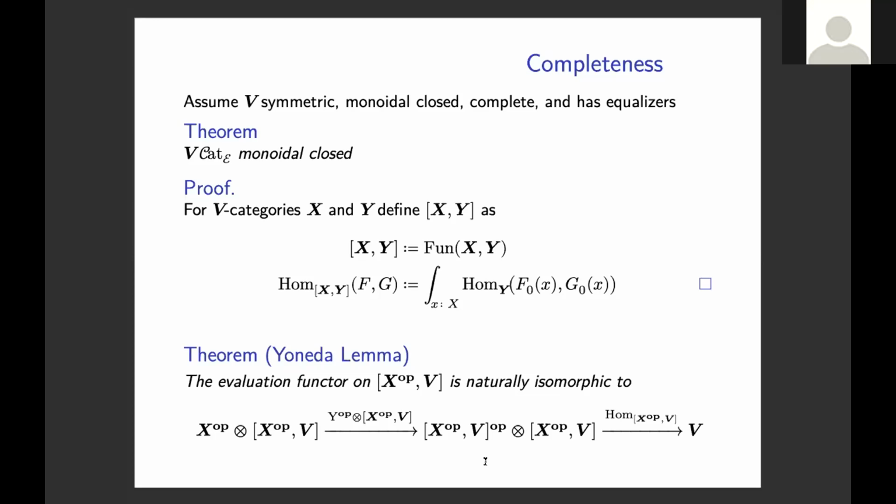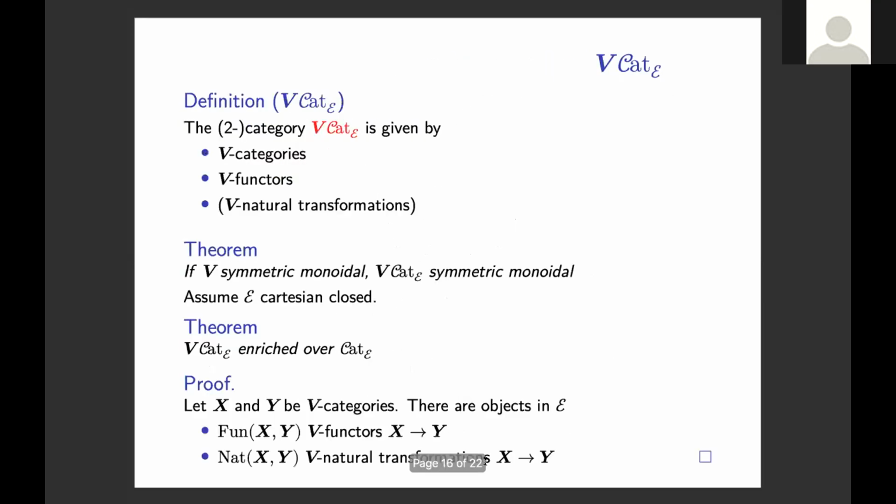Maybe that's easier. Sorry, that was 3 slides back. I think you said that, sorry, I forgot the statement. How is Cat E an internal category? You said V-Cat E is enriched over Cat E, but that's an external enrichment statement probably, or is it?